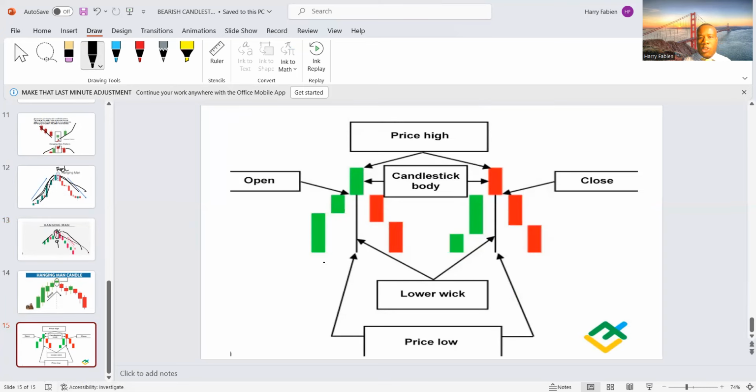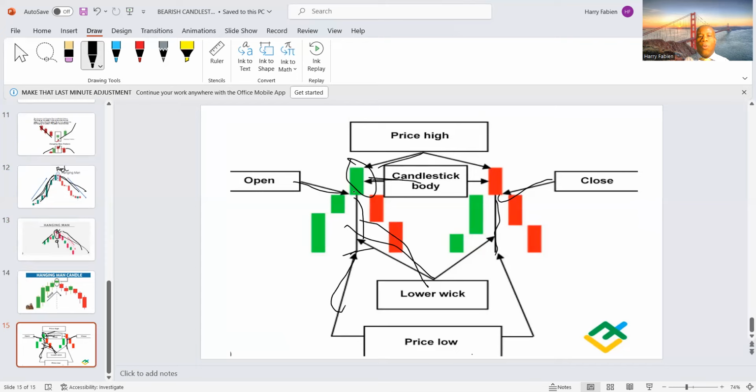Just the last thing I'm going to teach you now. We have the price high. I'm just naming them for you. We call this one the candlestick body. We call that the open price here, and this one the close price here. And we have the lower wick, and the price low. We call that a low. This one is a wick. This is a body. It opens here and closes here.